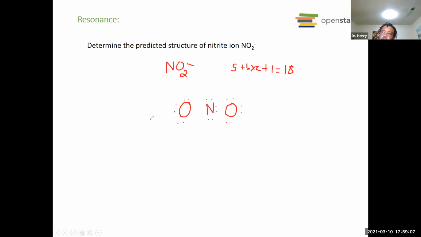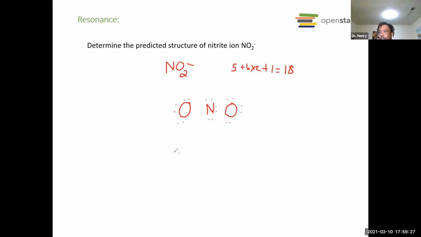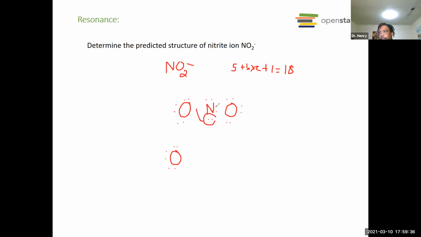Okay, so how can I make it so that everybody's happy? Everybody has 8 around them. Do a single bond on each side. So if we do that, use electrons from nitrogen. We're going to take this one and move it directly over. Is everybody happy?